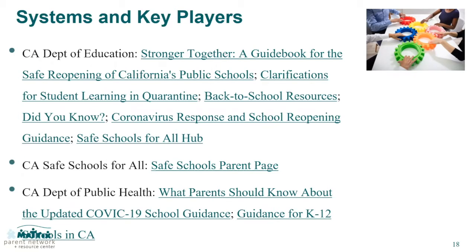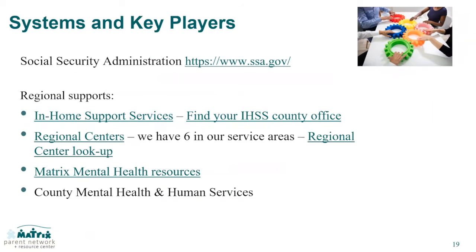California Department of Education, and we've listed a lot of links here, but definitely go to the California Department of Education website and check out some of the information they have. California Safe Schools for All, California Department of Public Health, all of these people have interests in school, in safety, COVID health. So get to know where you can find this kind of information. Social Security Administration. Not all of your kids will qualify for Social Security SSI, but some will. So it's important to find out what's available there.